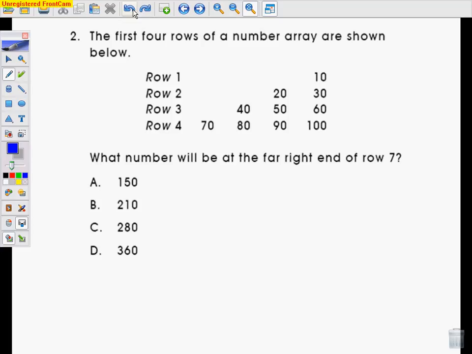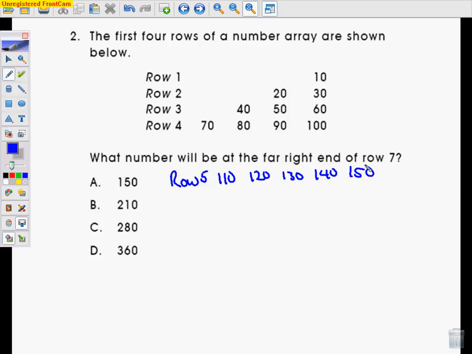So one of the non-mathematical ways you could do this problem would be just to continue this pattern. In row 5, we would have 5 numbers, and they're going to start at 110, because 110 is 10 bigger than 100. So 110, and once again we have 5 numbers: 110, 120, 130, 140, 150.